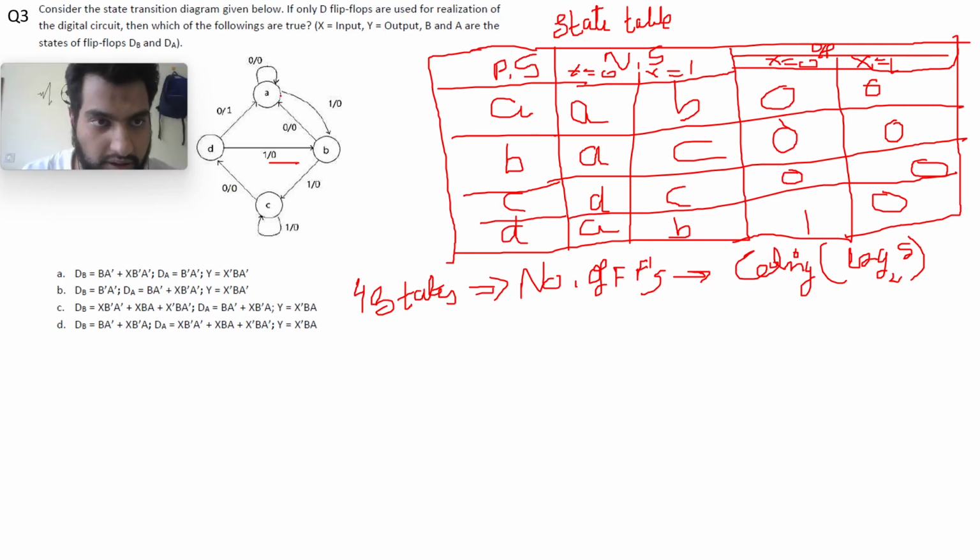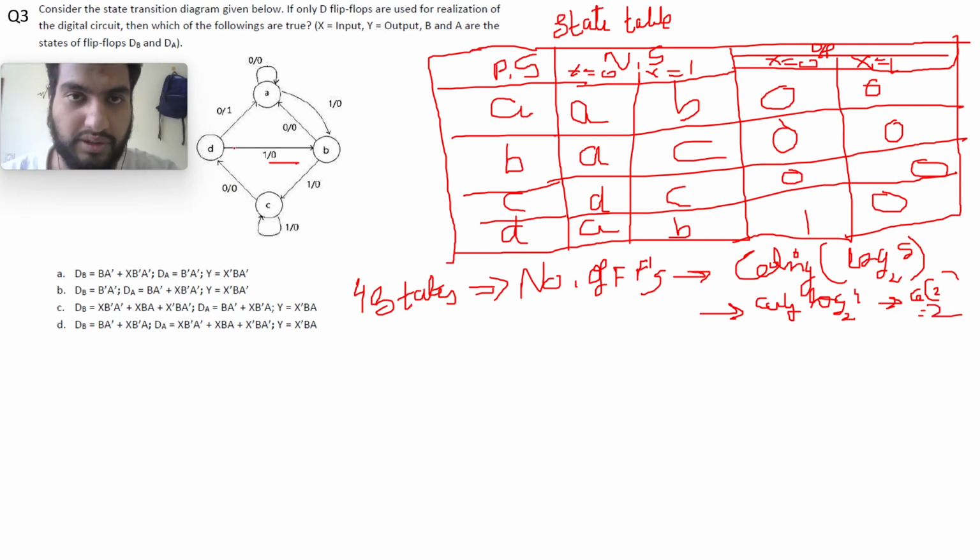Sorry about that. So the number of flip-flops is equal to the ceiling function of log 2 of the states. So it can be written as ceiling of log 2 of 4, that is ceiling of 2, and ceiling of 2 is simply 2. So 2 flip-flops are required, and as was given in the question, that is DB and DA.